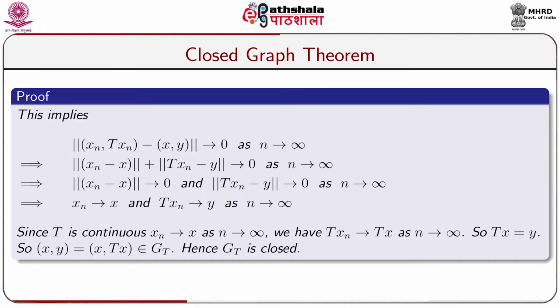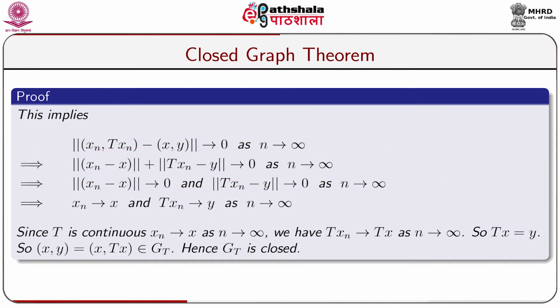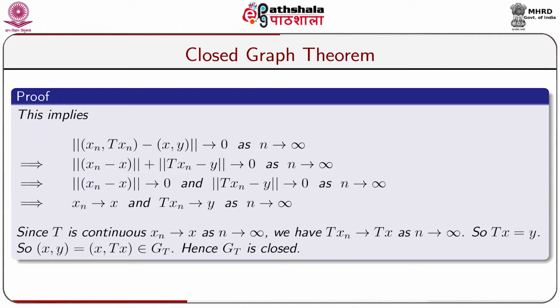This implies norm of the pair (xn, Txn) minus (x, y) tends to 0 as n tends to infinity, which implies that norm of xn minus x plus norm of Txn minus y tends to 0 as n tends to infinity, with respect to the norm defined as above. This again implies that norm of xn minus x tends to 0 and norm of Txn minus y tends to 0 as n tends to infinity.